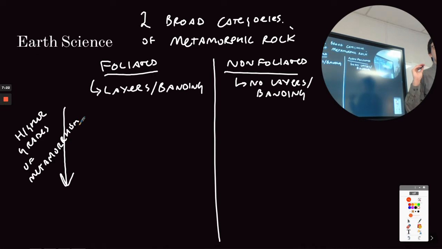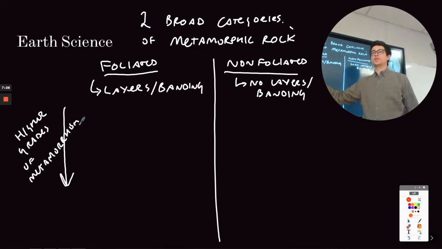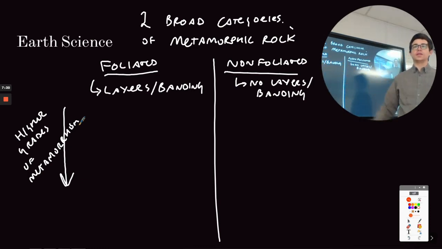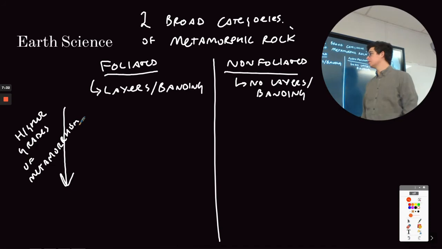And this is just for foliated? Just for foliated, yeah. The grades of metamorphism does apply to non-foliated, but we're going to be specifically talking about foliated ones and their relationship with the grades of metamorphism first.